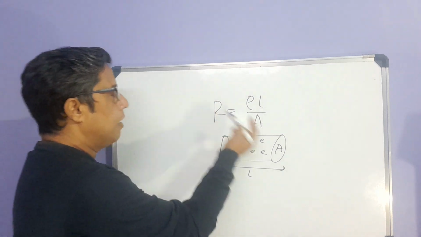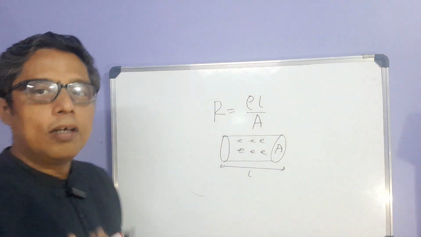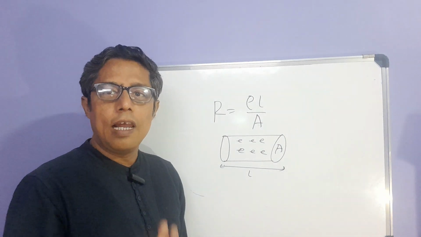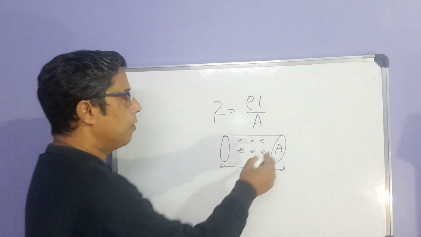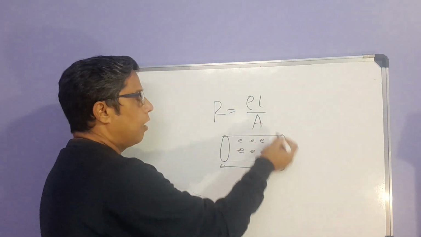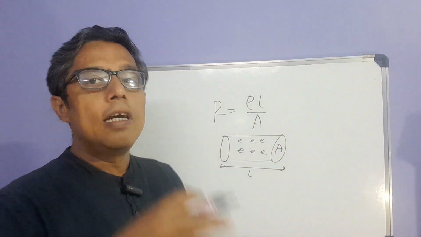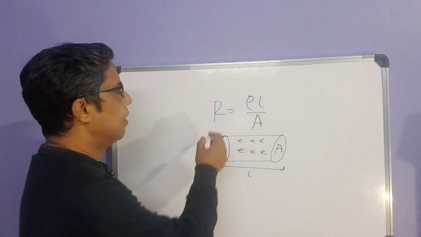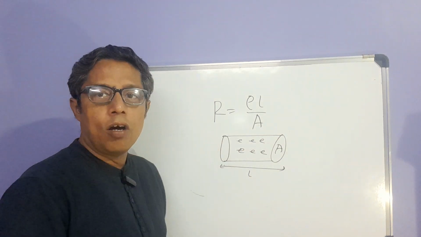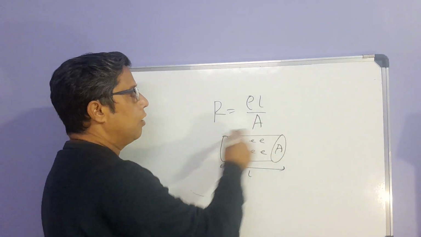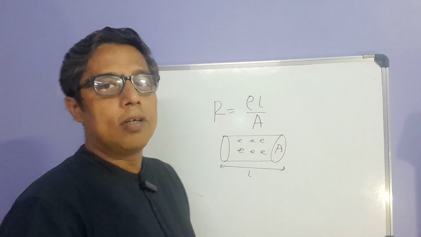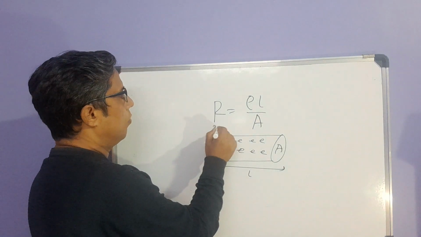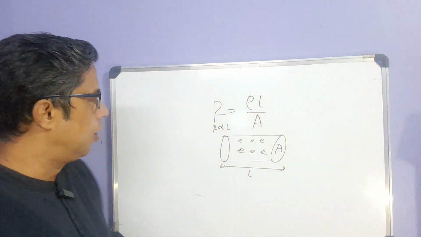Now resistance actually means collisions. More collisions, more resistance; fewer collisions, less resistance. Whenever the area is more, the possibility of collisions will be lesser. That's why resistance depends inversely on the area of a conductor. And the more the length of the conductor, the more collisions will happen. So R is proportional to L.